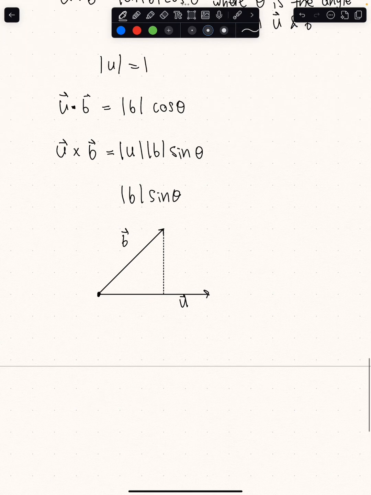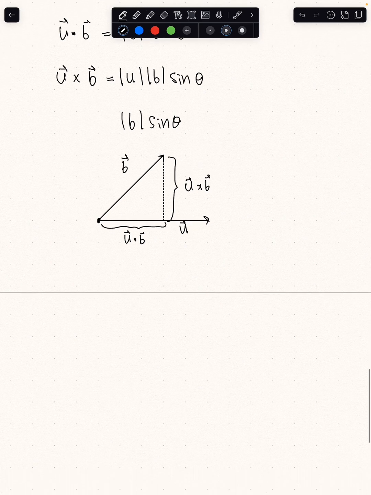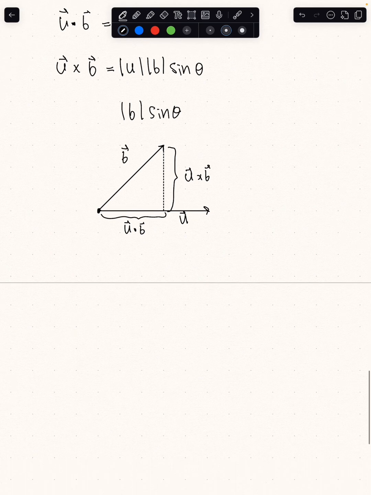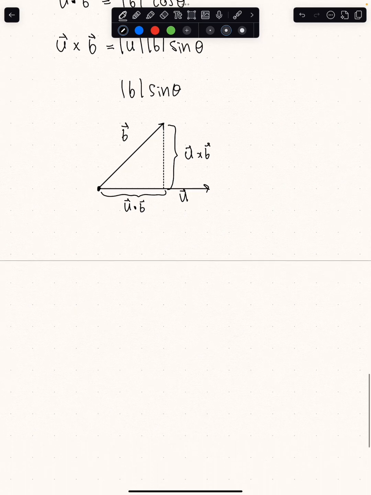And this length here is U dot B, the amount of B that is along U. And this line here is U cross B. And that is the amount of B that is perpendicular to U.